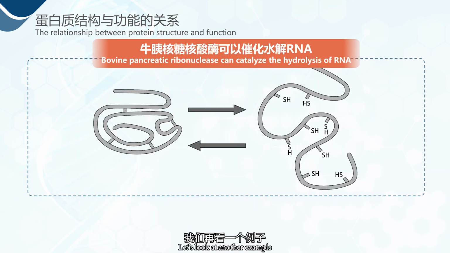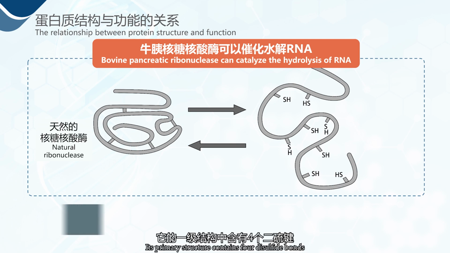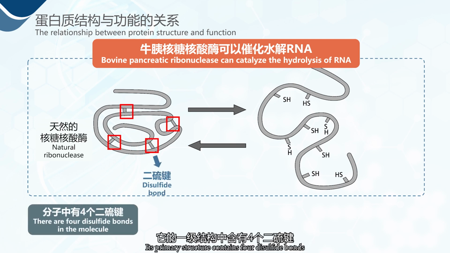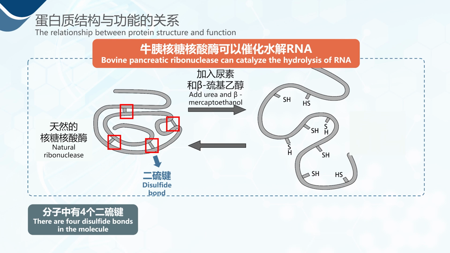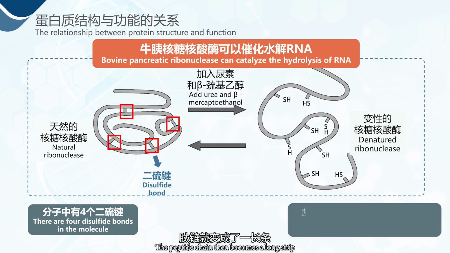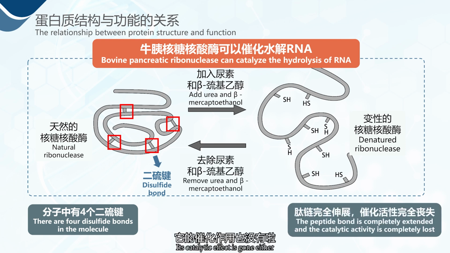Let's look at another example. Bovine pancreatic ribonuclease can catalyze the hydrolysis of RNA. Its primary structure contains 4 disulfide bonds. 4 disulfide bonds polymerize the peptide chain into clusters. When we use mercaptoethanol and urea to break its disulfide bonds, the peptide chain then becomes a long strip. Its catalytic effect is gone as well.